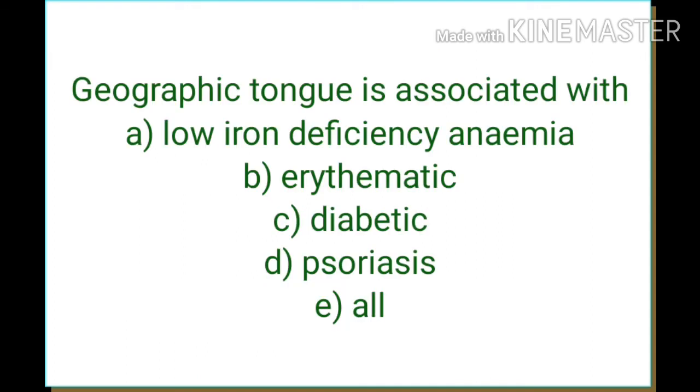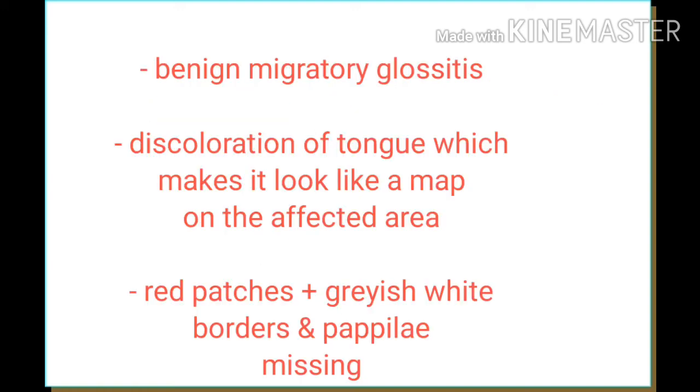The next question is, geographic tongue is associated with what? Iron deficiency anemia, arthritis, diabetes, psoriasis, or all of the above options. The answer is all of the above options. As you know, the geographic tongue is also called as a benign migratory glossitis.